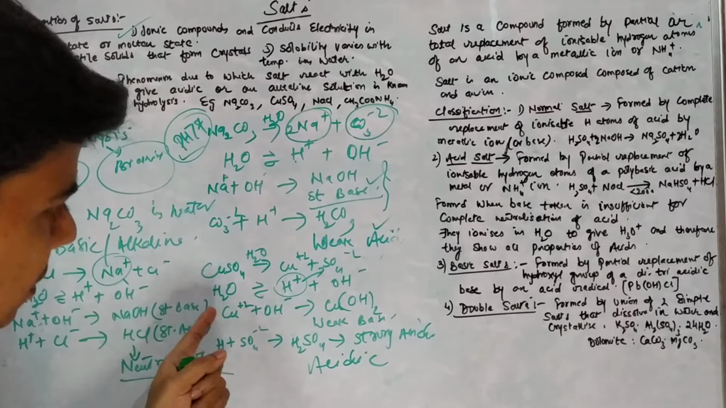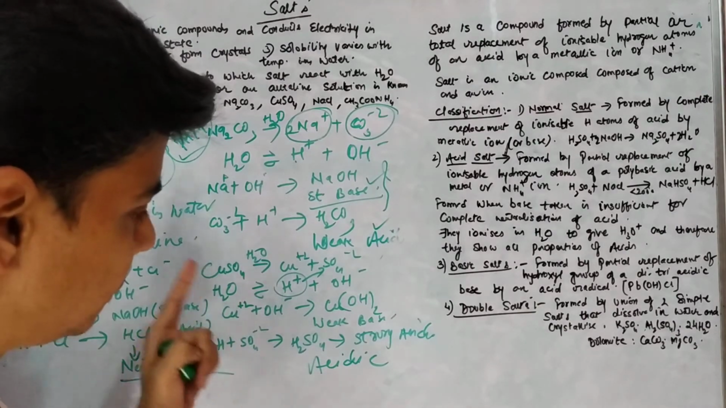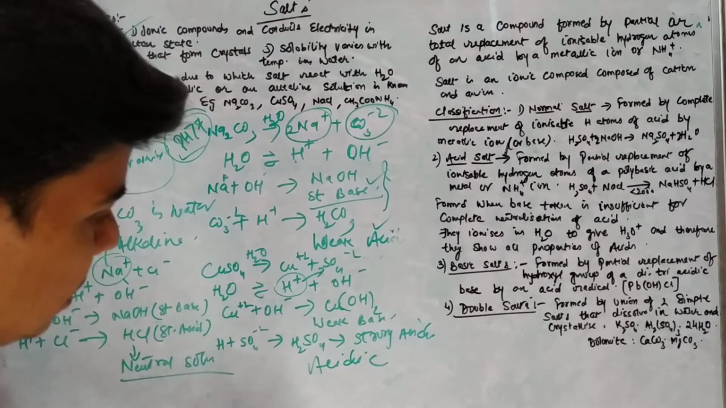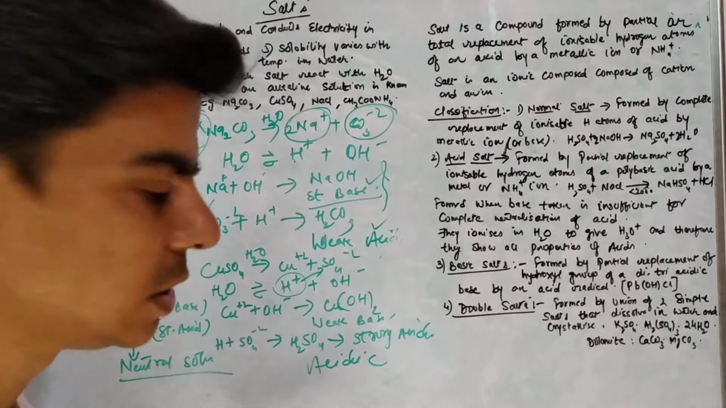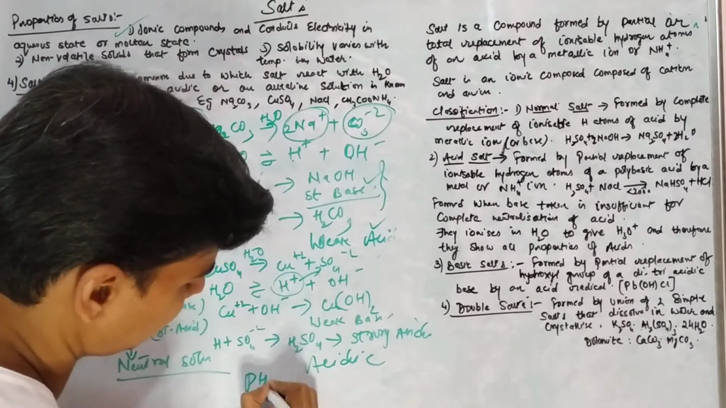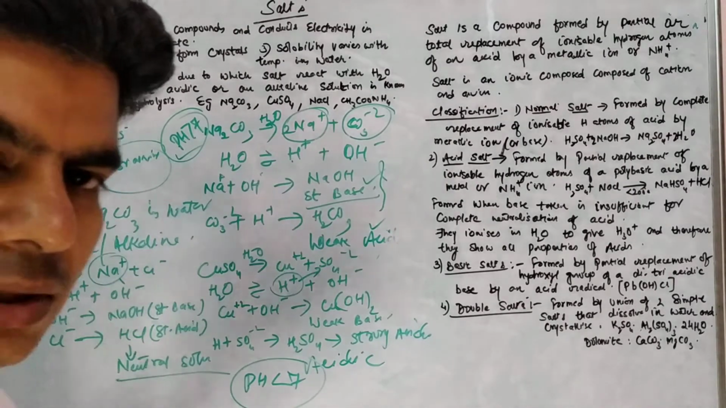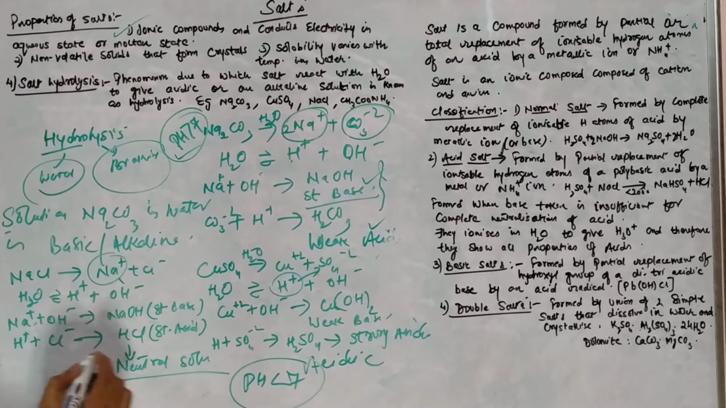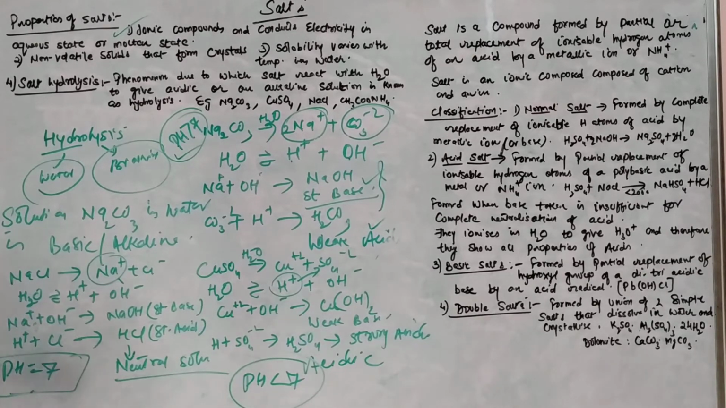In the second case, when copper sulfate was dissolved in water, it resulted in an acidic solution due to the strong acid, sulfuric acid. So this is an acid solution, and we know what the pH of the resulting solution would be. The pH would be less than 7, since acids have pH less than 7 on the pH scale. And what would it be in this case? The pH would be equal to 7, because this is a neutral solution.